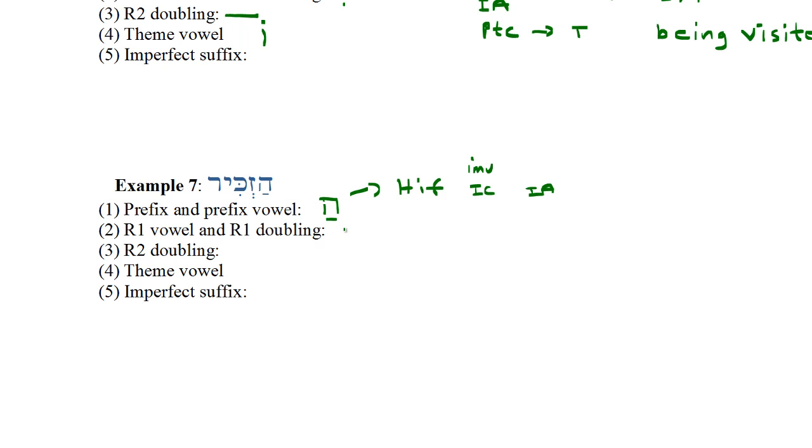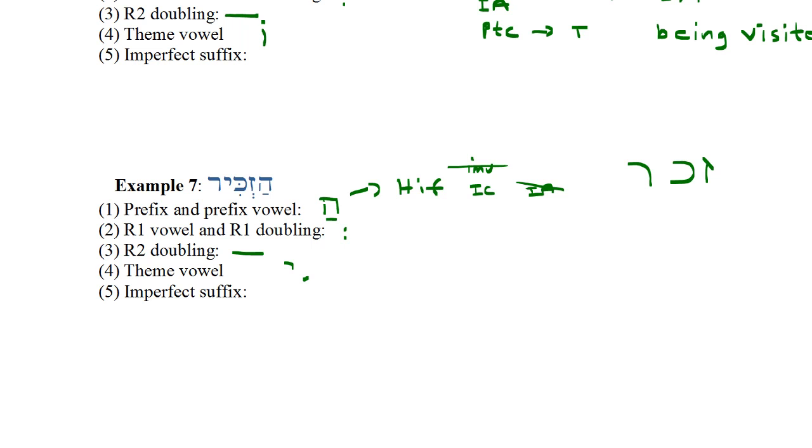The R1 vowel is a silent schwa, which we expect for the hiphil. No R2 doubling. Notice we have a kaf, and the dagesh in here is a dagesh lani coming after the silent schwa. So hazkir rather than a hazkhir. The theme vowel is a hirik yod, and that's significant because that rules out imperative and rules out infinitive absolute because they have a theme vowel of tsere. So here we have a hiphil infinitive construct of zakar.